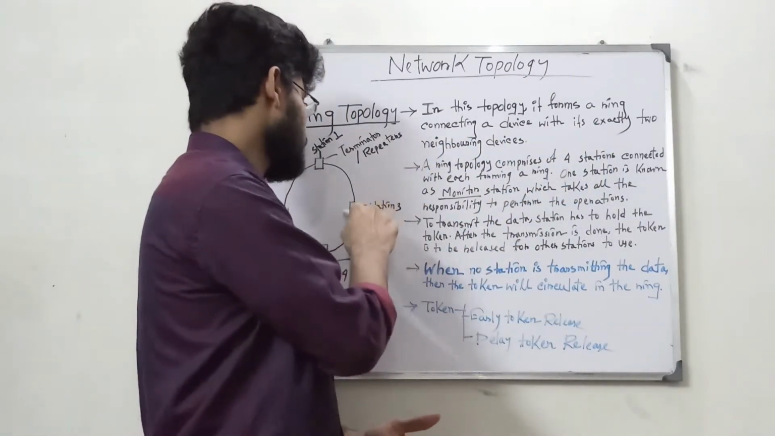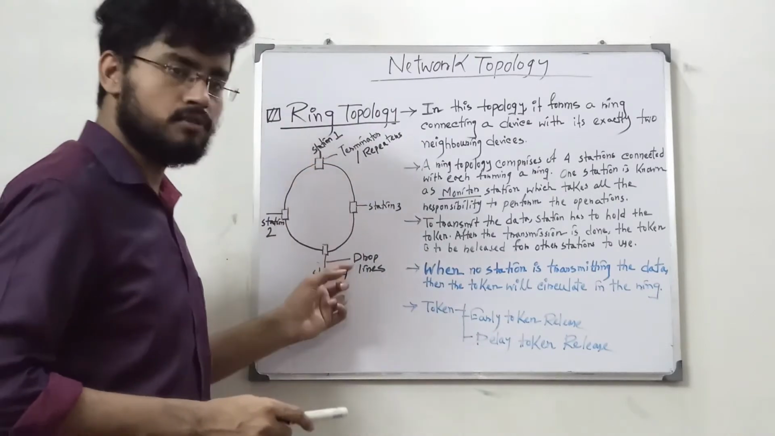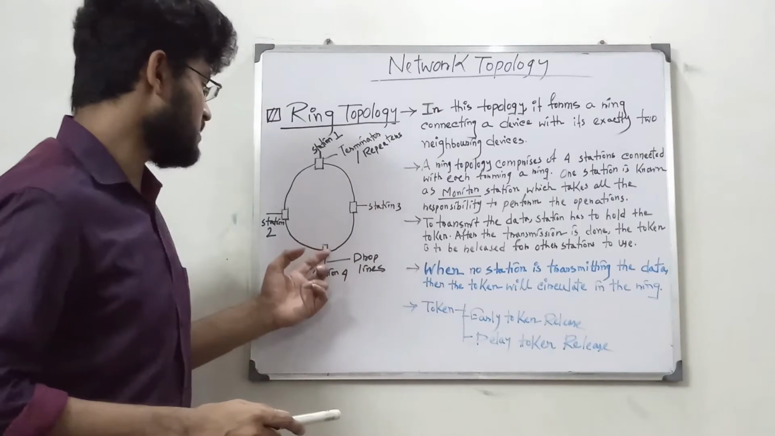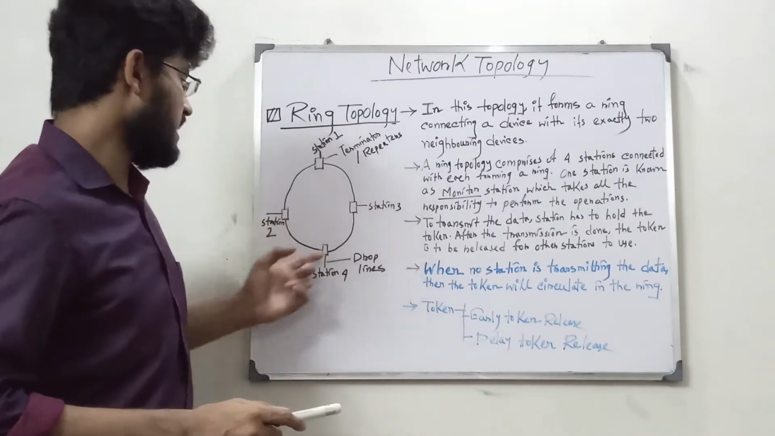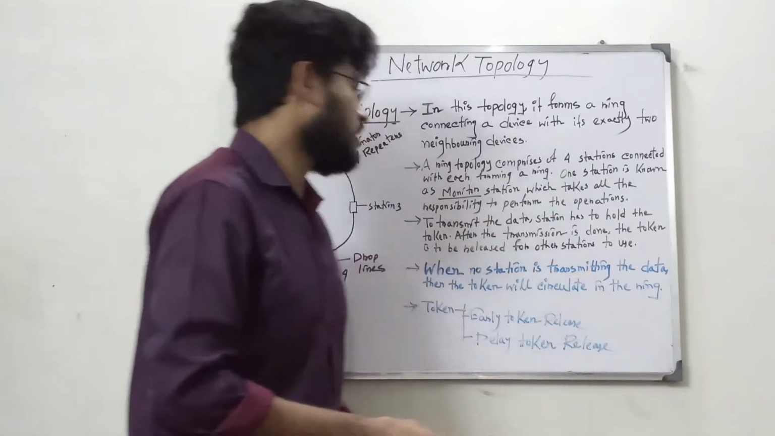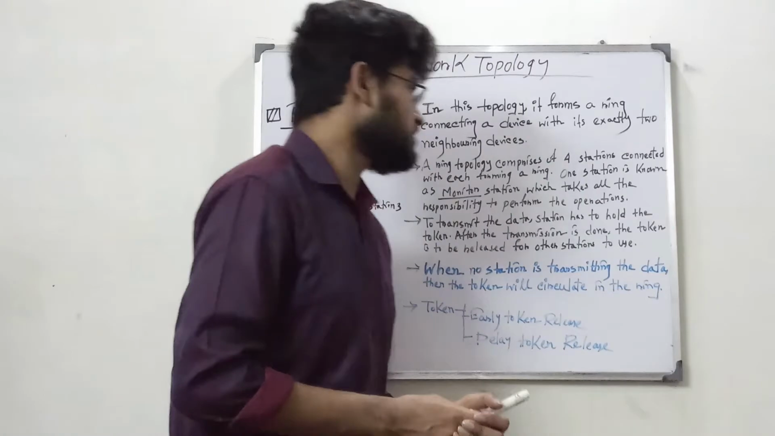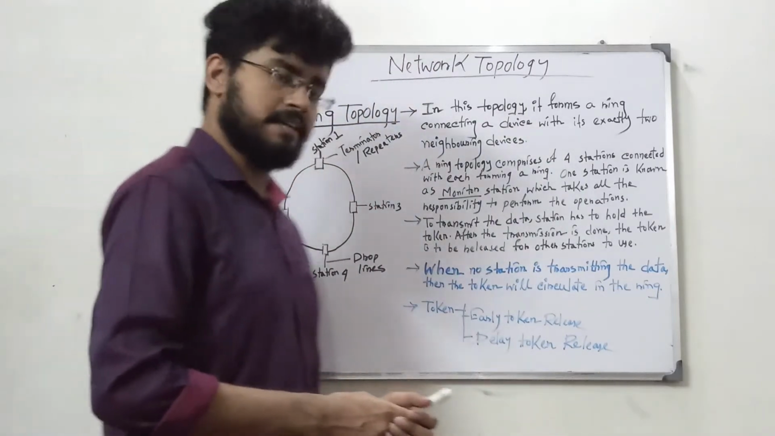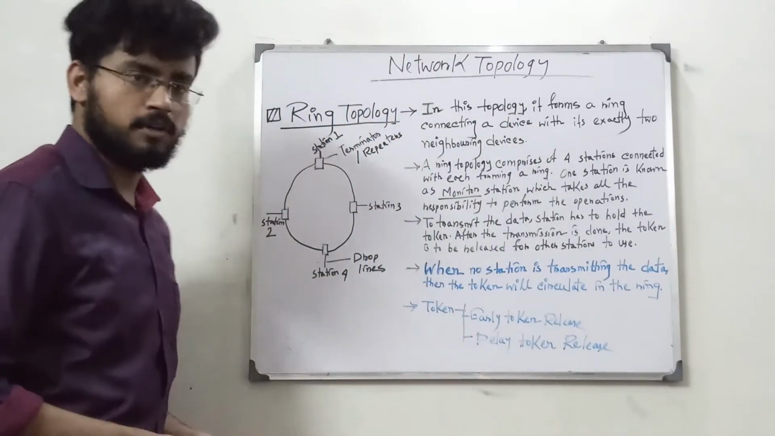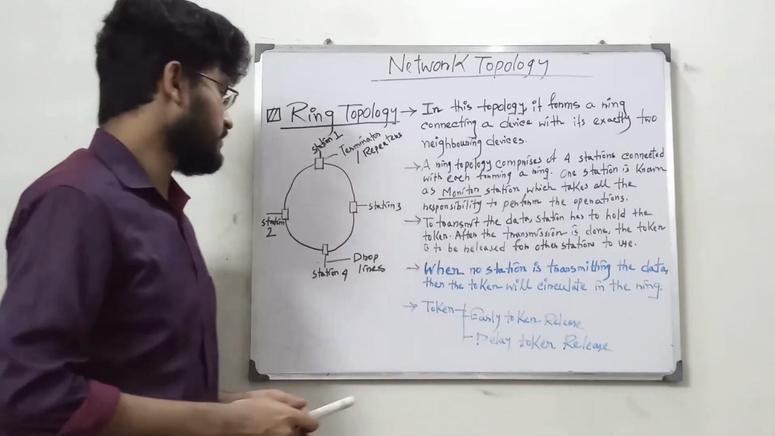Suppose this station is connected only to this device and this device, its two neighboring devices. Similarly, the other devices are connected to their two neighbors. Now there are some important points about the ring topology. A ring topology here comprises 4 stations connected to each other, forming a particular ring.